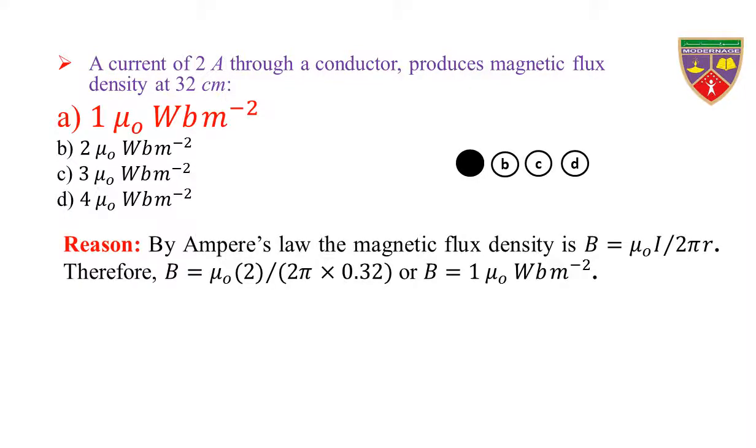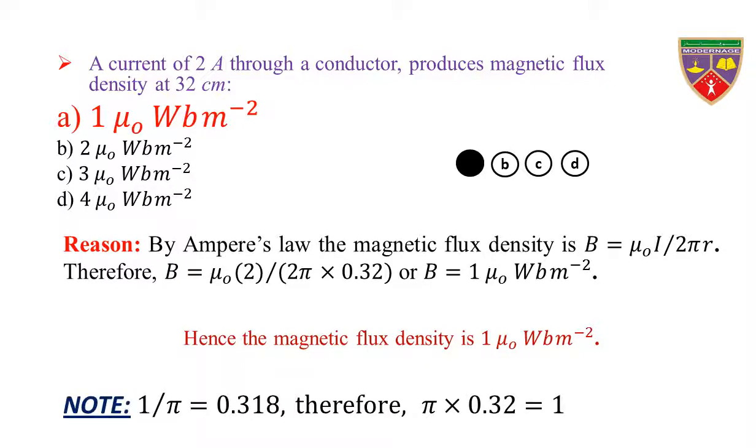Reason: by Ampere's law, the magnetic flux density is B equal to mu naught I divided by 2 pi r. Therefore, B is equal to mu naught into 2 divided by 2 pi into 0.32, because 32 centimeter is equal to 0.32 meter. Or B is equal to 1 mu naught Weber per square meter. Hence, the magnetic flux density is 1 mu naught Weber per square meter.